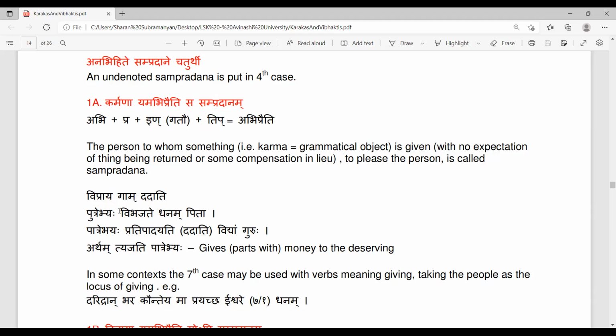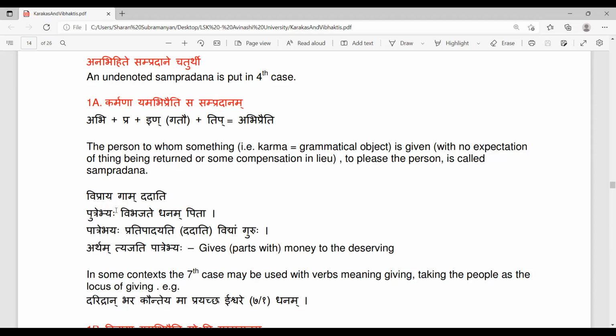So putrebhyaha, the word putra, why is it in chaturthi vibhakti? Because it is sampradana. Why is it sampradana? Because they are the recipient of the karma. Karma meaning the object, dhanam here.